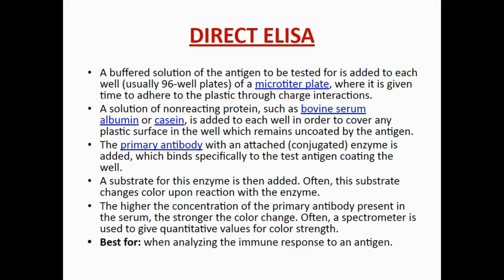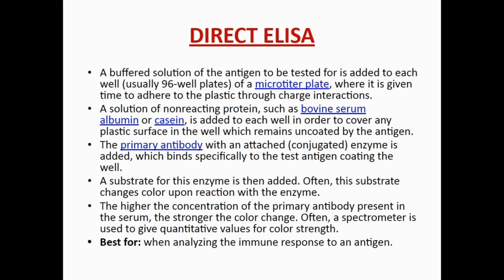Then on addition of a substrate, there is a chemical reaction and the enzyme is utilized and a product is formed, and then a color appears. So this is what happens in the direct ELISA.